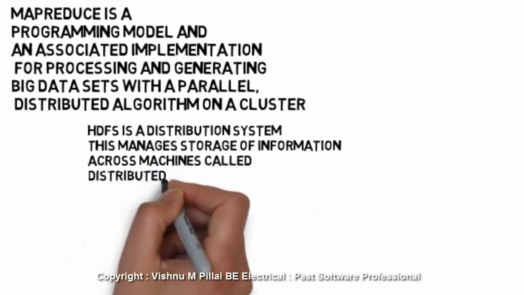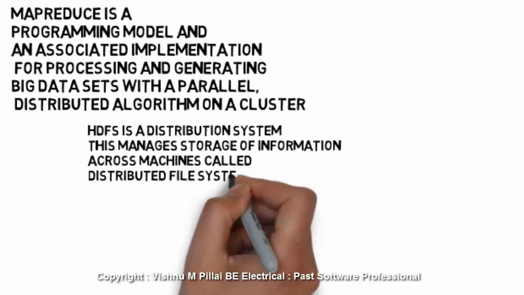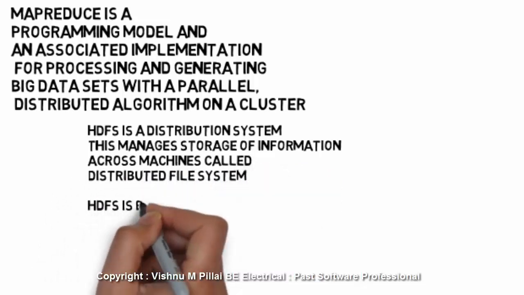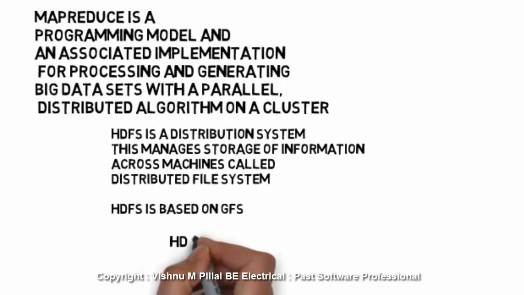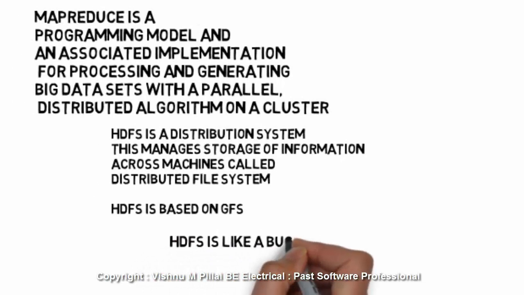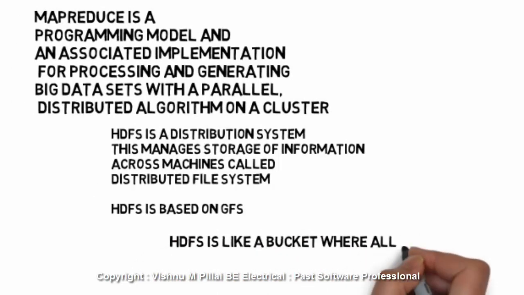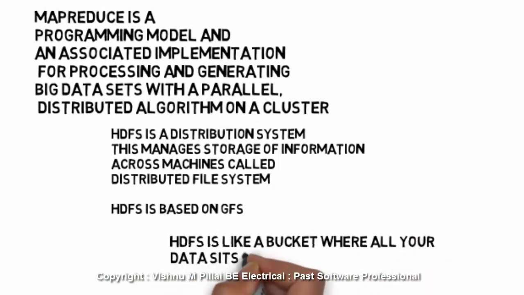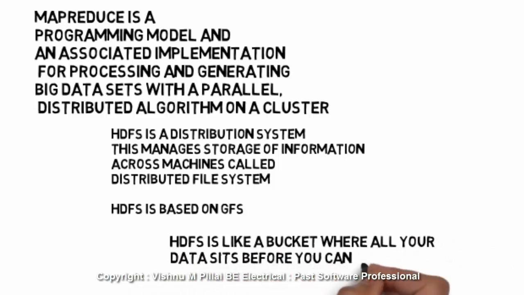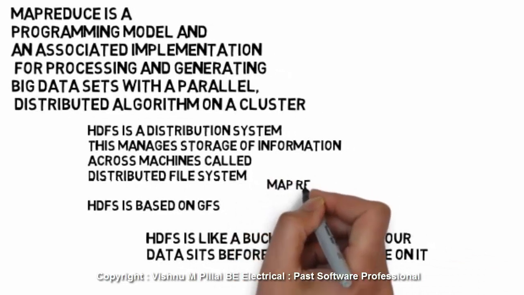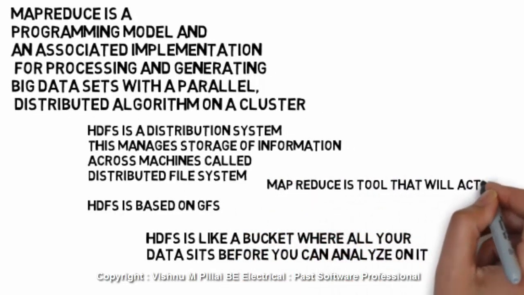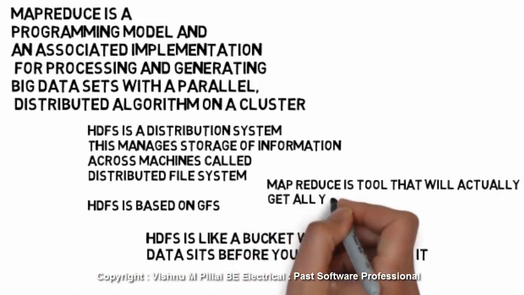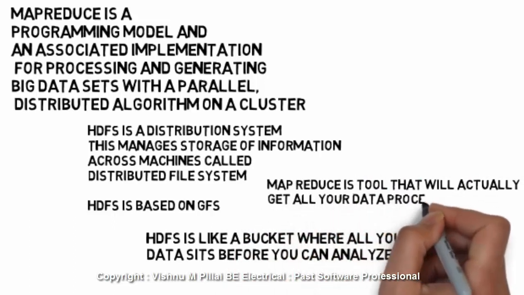And HDFS is a distribution system. This manages storage of information across machines, called a distributed file system. So the big data is stored in HDFS. The data which you want to analyze or find some meaning from, you put into an HDFS storage system, and then that is analyzed by MapReduce algorithms. HDFS is based on GFS. HDFS is like a bucket where all your data sits before you can analyze it.